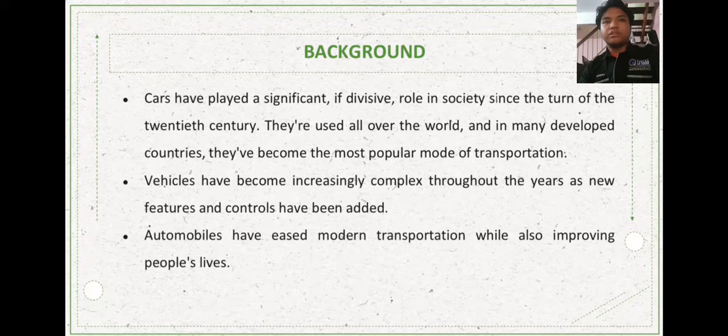Automobiles have eased modern transportation while also improving people's lives. People used to take a long time to get from one place to another before the invention of automobiles. People now can go around more quickly with automobiles, allowing them to spend the time they would have spent on transportation on other productive tasks.